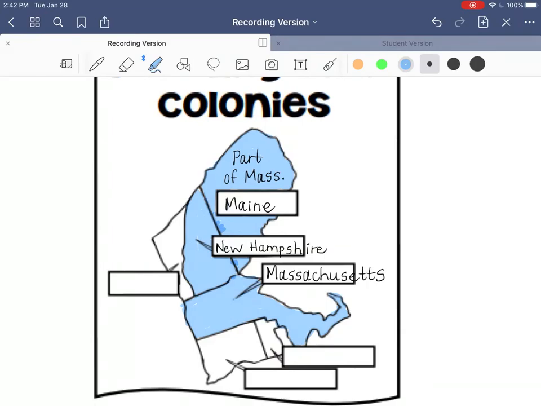Okay, let's move on south. We'll come back to that white area in just a minute. Let's get this one. And I'm going to go ahead and get this one too while we're in this area and I'm coloring. Two more of the New England colonies. The one on the left starts with C, and the one on the right is two words.